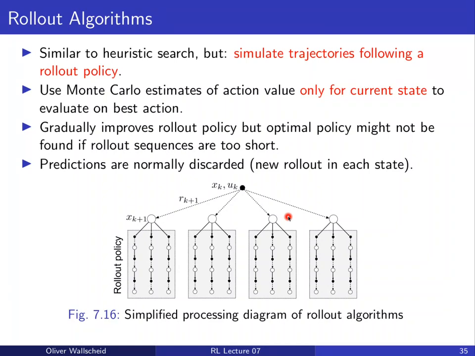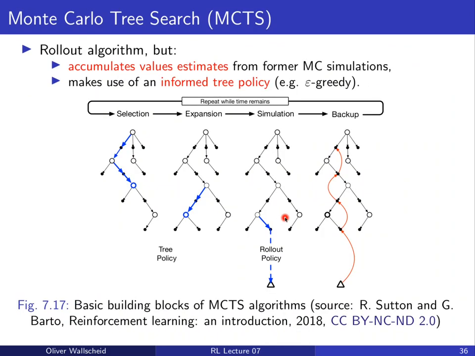Also here, the predictions are normally discarded, so in every new state the rollout algorithm has to be done from scratch. To increase the learning and not discard the entire predicted trajectories, we can use Monte Carlo tree search, which accumulates value estimates from former Monte Carlo simulations, so we don't throw away all that information which we have gathered before. And we not only use a rollout policy, but additionally also an informed tree policy. The four steps of Monte Carlo tree search can be summarized as here.